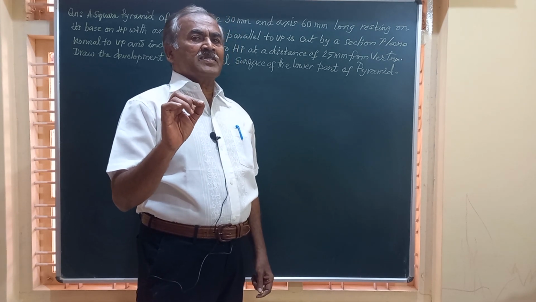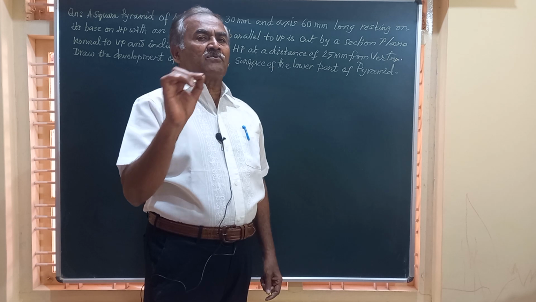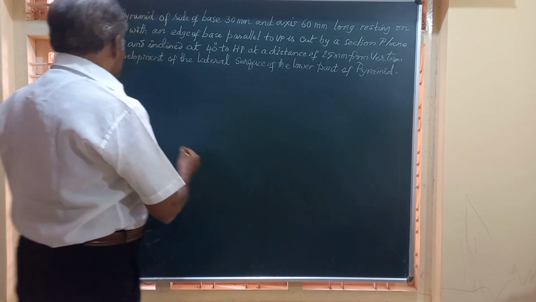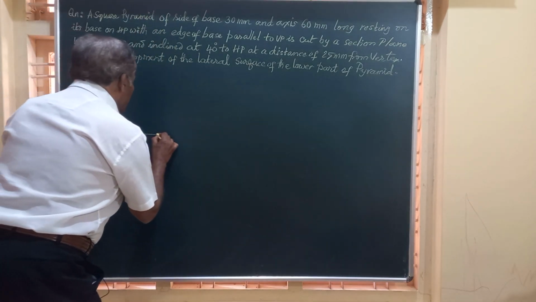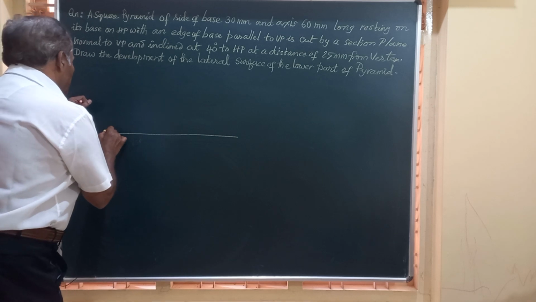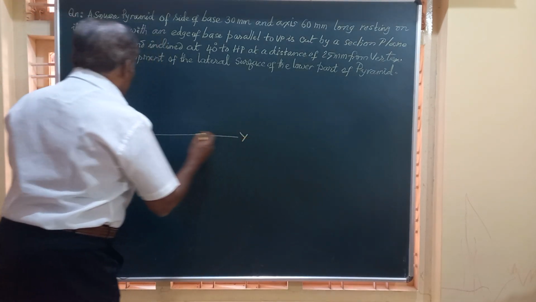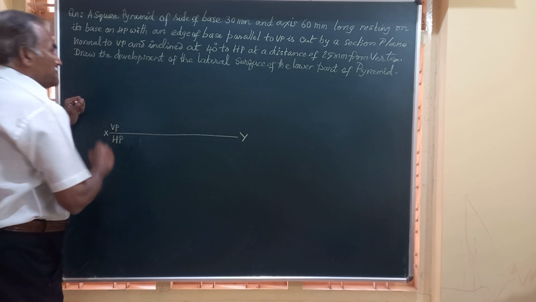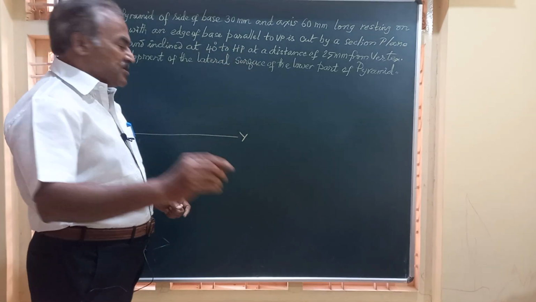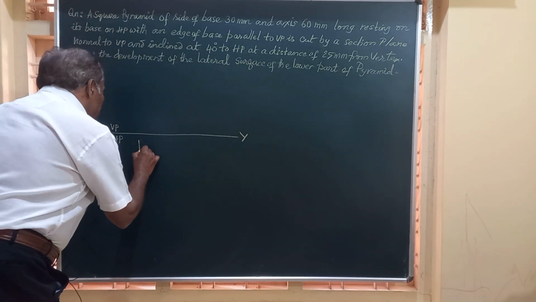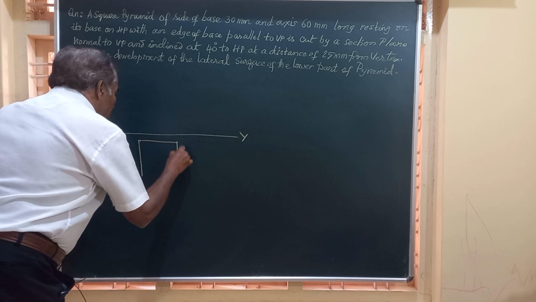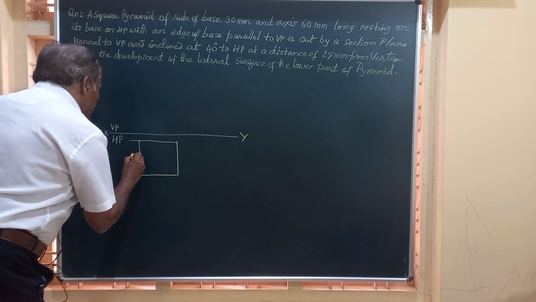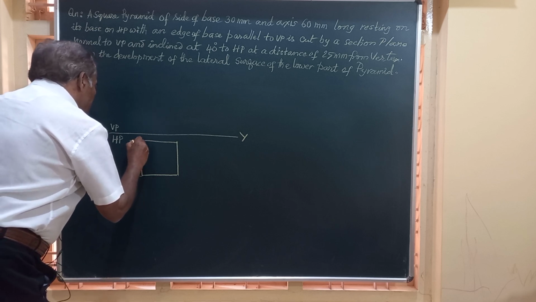So we will start with the XY line, the line of intersection of VP and HP, and mark the top and front views to the given dimensions. Friends, first of all we will draw this XY line, and here VP and HP indicate the first angle projection. We have a square pyramid. Dimensions are given, hence I am going to construct a square here having dimensions 30 mm by 30 mm. So this is 30 and all the sides measure 30 mm.